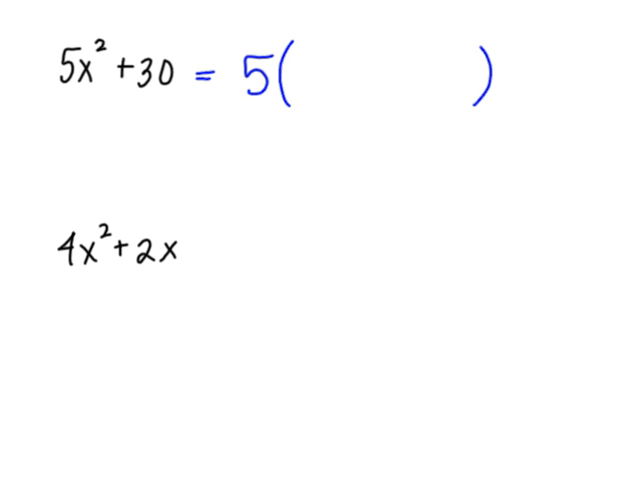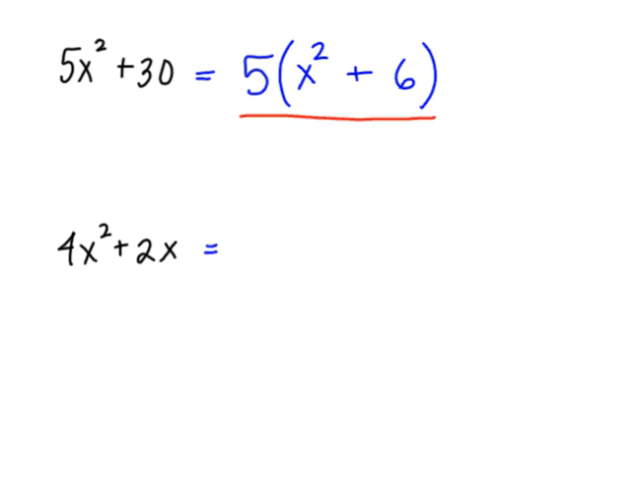What's left would be an x squared. Taking 5 out of 30, that would be a 6. So what we have in common would be a 5, and then what's left over is x squared plus 6. Our last one is 4x squared plus 2x.